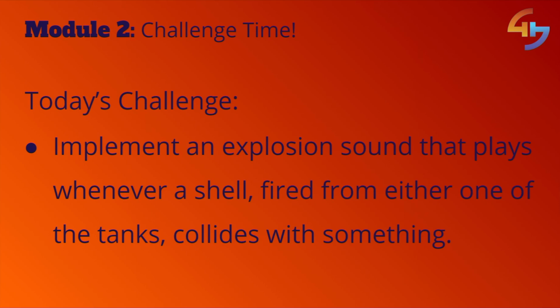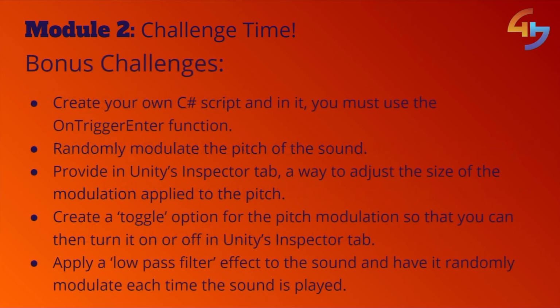If you could do that, then you've completed this module's challenge. If you wish to test yourself further, then see if you can complete any of these bonus challenges. Create your own C# script, and in it you must use the OnTriggerEnter function in some way. Randomly modulate the pitch of the sound you implement. Provide in Unity's inspector a way to adjust the size of the modulation applied to the pitch. Create a pitch modulation toggle option for your script component so that you can then turn the pitch modulation on or off from within Unity's inspector.